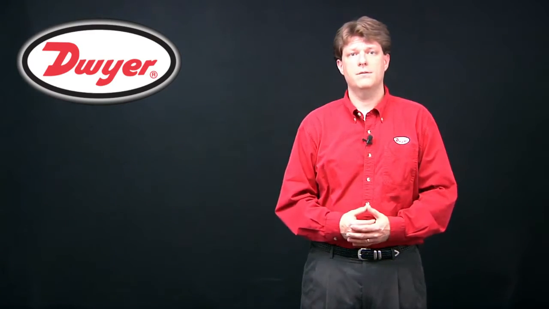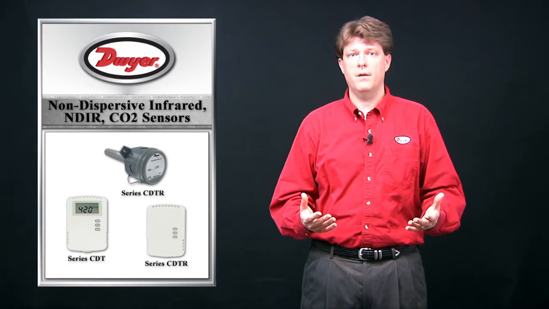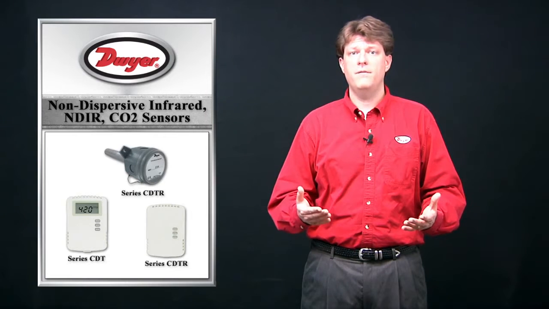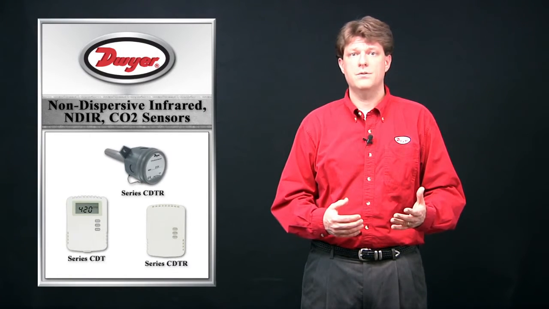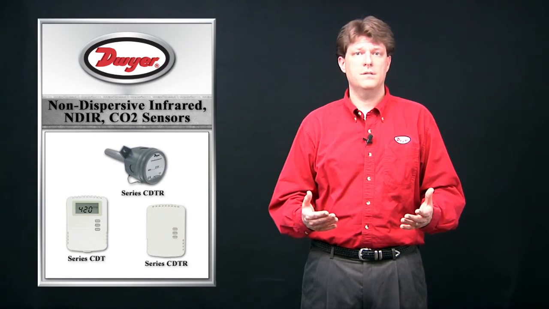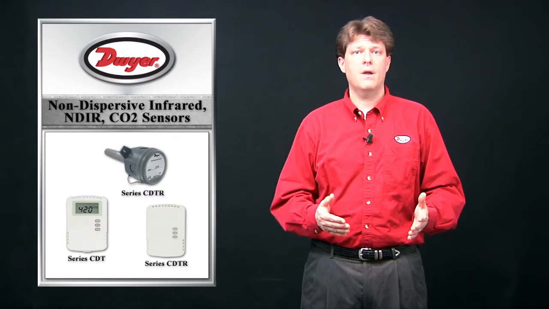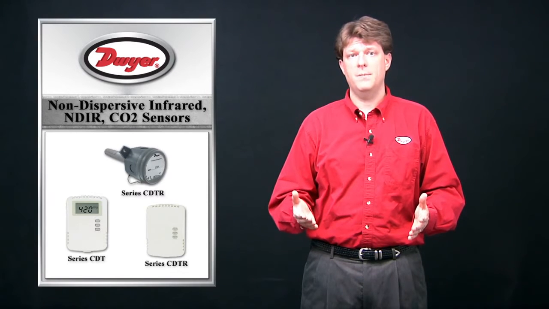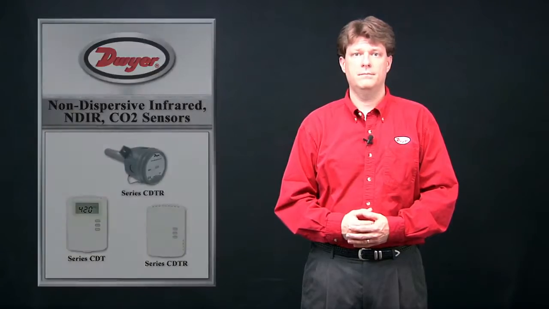In this video, I will cover non-dispersive infrared NDIR carbon dioxide sensors. Dwyer Instruments offers several carbon dioxide measuring products that use non-dispersive infrared sensors as the sensing element. Carbon dioxide sensors are commonly used in building automation systems to monitor air quality. The level of carbon dioxide is indirectly proportional to the amount of people in a space and can be used to adjust ventilation for the space.